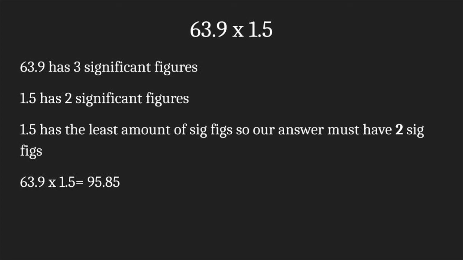And to round this to 2 sig figs, we're only going to be able to have a number in the tens and the ones place. So that 8 will tell the 5 to go up, which gives us 96, which is indeed 2 significant figures.